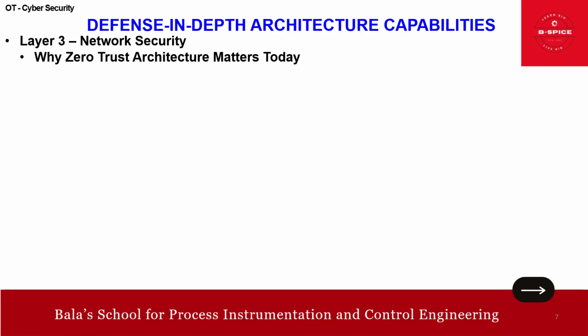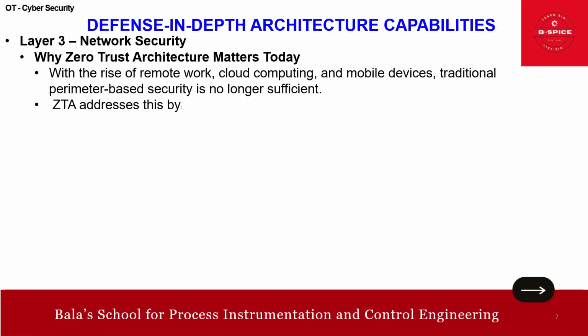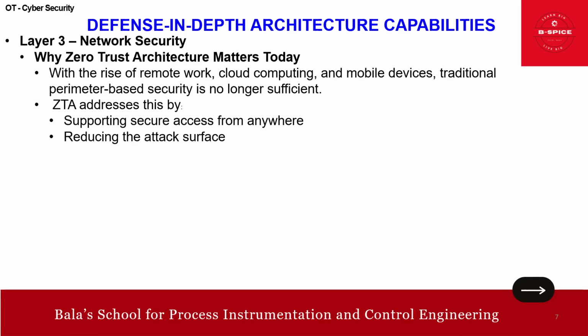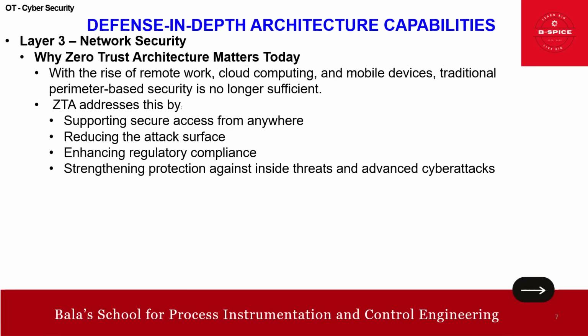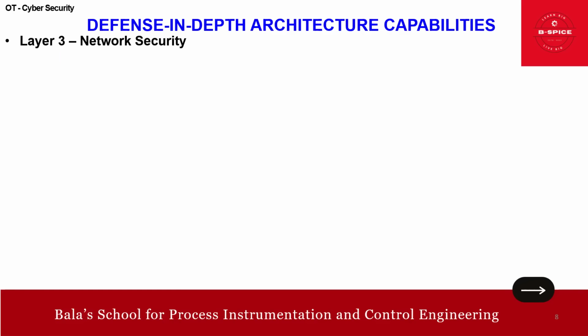Now, why does zero trust architecture matter today? With the rise of remote work, cloud computing, and mobile devices, traditional perimeter-based security is no longer sufficient, isn't it? I hope you agree with this statement. So how does zero trust address this? It addresses it by supporting secure access from anywhere, reducing the attack surface, enhancing regulatory compliance, and strengthening protection against insider threats and advanced cyber attacks. That's why zero trust architecture matters today. Then now, the last, use cases and implementation.